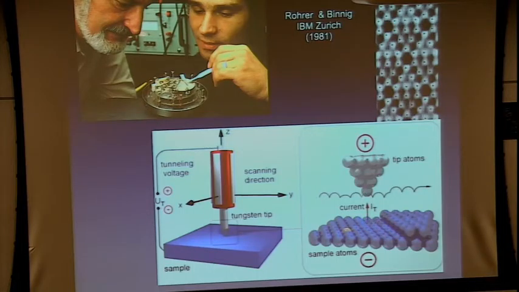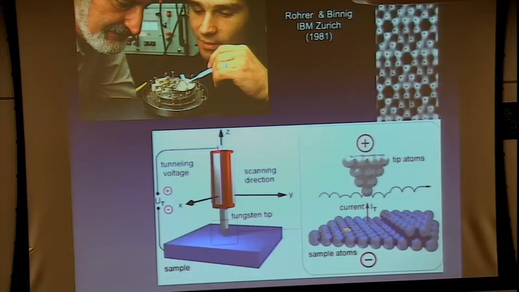So you can measure the tunneling current, and you keep the tunneling current constant as you raster the tip across the surface, and you record the trajectory the tip takes to keep that tunneling current constant. That's an STM topograph, and this is the very first one, which is an image of a silicon surface. You'll see the graphics has certainly improved over the years. And this is where it got started.